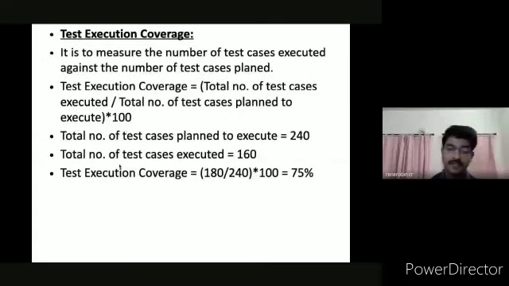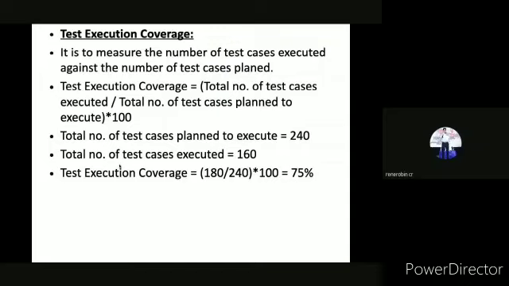Test execution coverage measures the number of test cases executed against the number of test cases planned. Test execution coverage is equal to the number of test cases executed divided by the total number of test cases planned to execute, into 100. The total number of test cases planned to execute is 240, and if the total number of test cases executed is 160, then the test execution coverage is 75%.